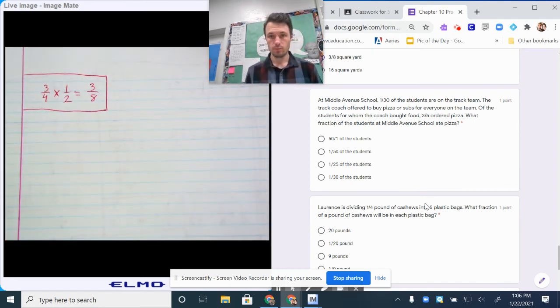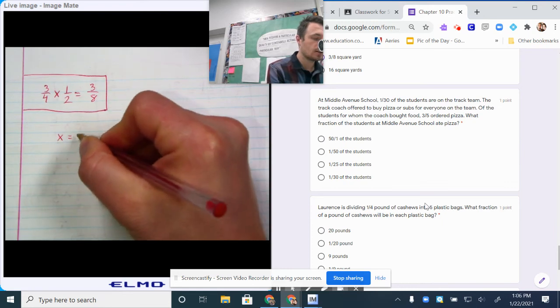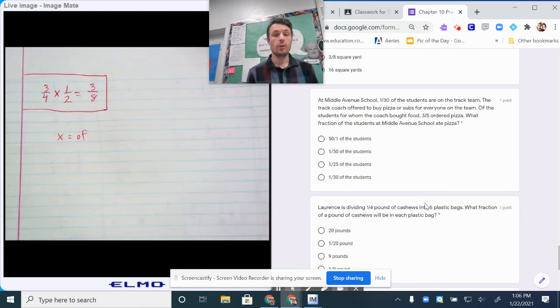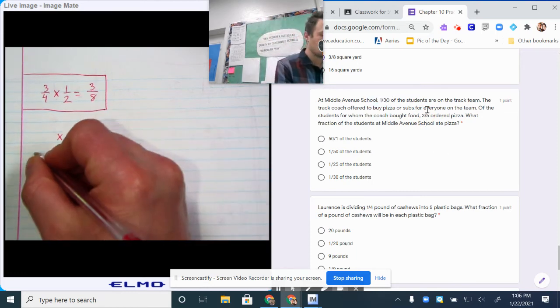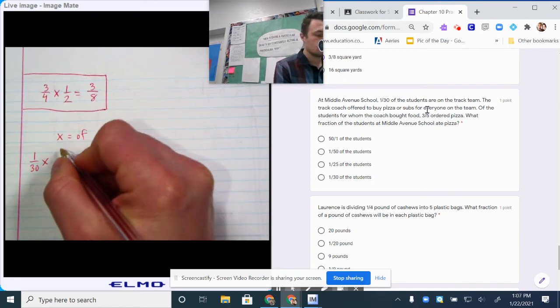At Middle Avenue School, 1/30 of the students are on the track team. The track coach offered to buy pizza or subs for everyone on the team. Of the students for whom he bought food, 3/5 ordered pizza. What fraction of the students at Middle Avenue School ate pizza? Now, remember that in fraction world, times means of. So 1/3 times 3 means 1/3 of 3. And we're trying to figure out what 3/5 of 1/30 is. So in order to do that, we need to do 1/30 times 3/5.